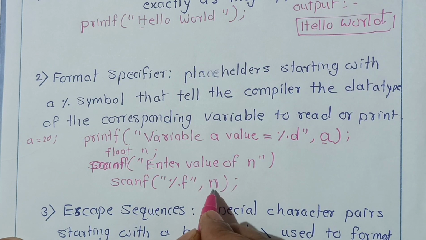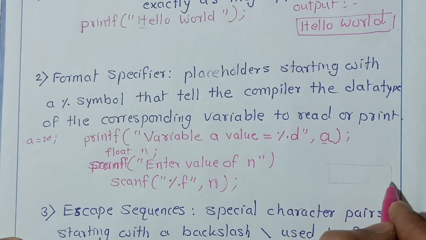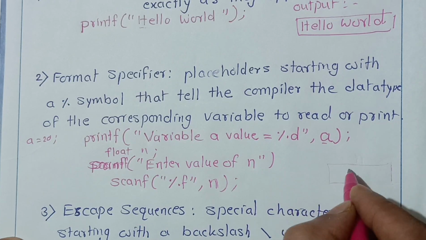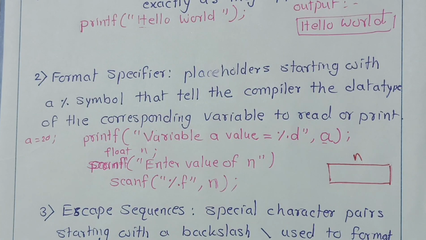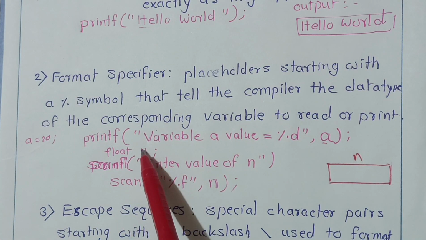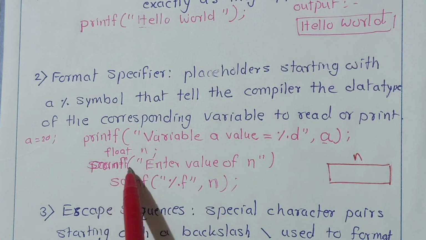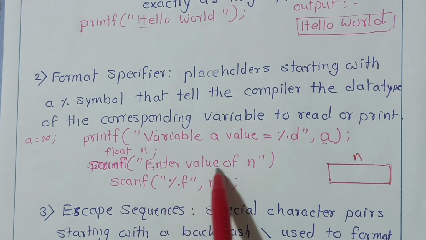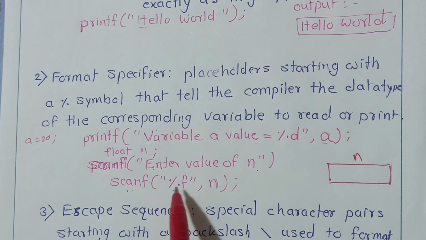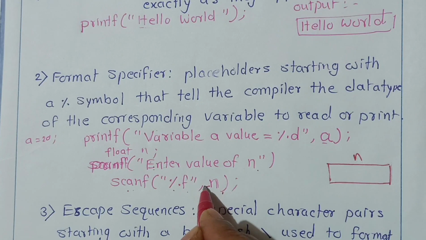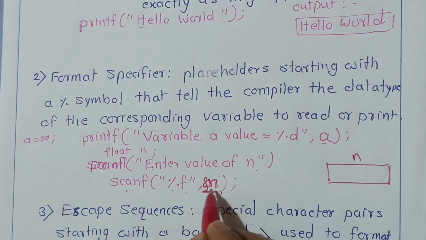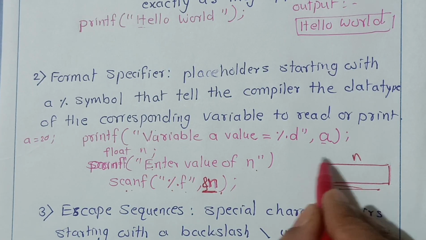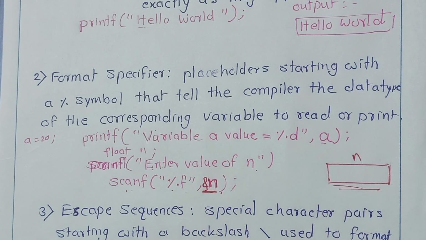A variable is a name given to a memory location, and in that memory location we are storing a floating point value. So this is a float variable n. We print the message enter value of n, then we read with scanf percentage f, and here we have to put the address of the variable. Whatever value we read is stored at the address of the n variable, in that memory location.